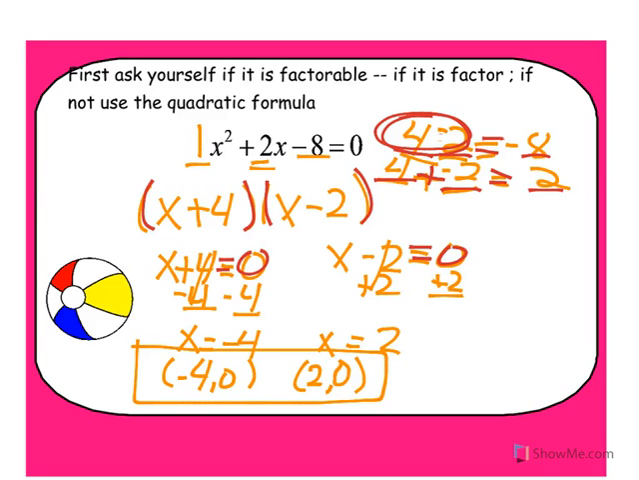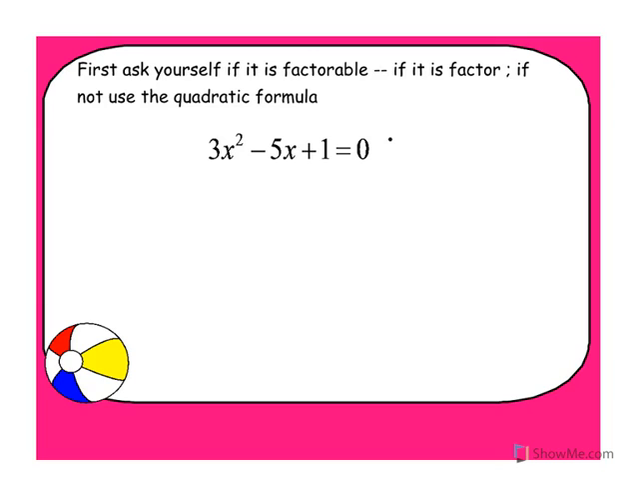Now, it won't always be able to be factored. So let's look at this one. Write down this example, 3x squared minus 5x plus 1. I want to see if there are two numbers that multiply to 3 that will add to -5.